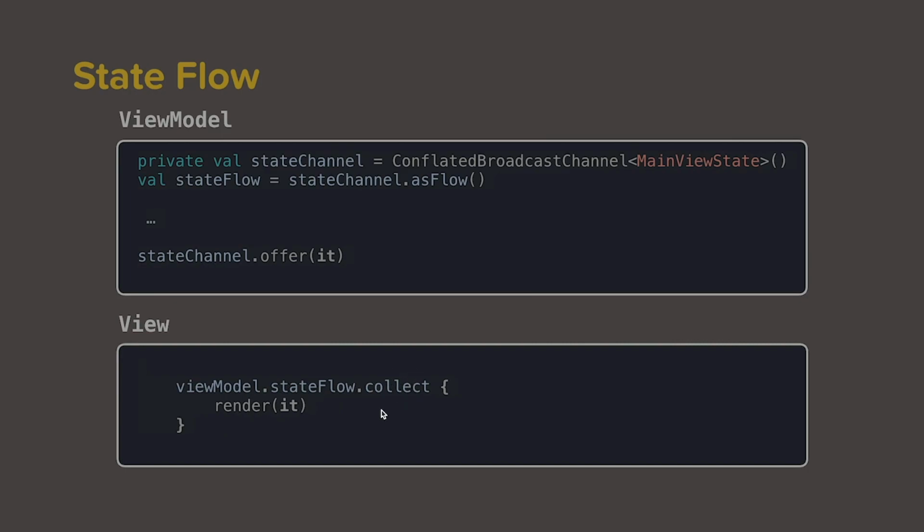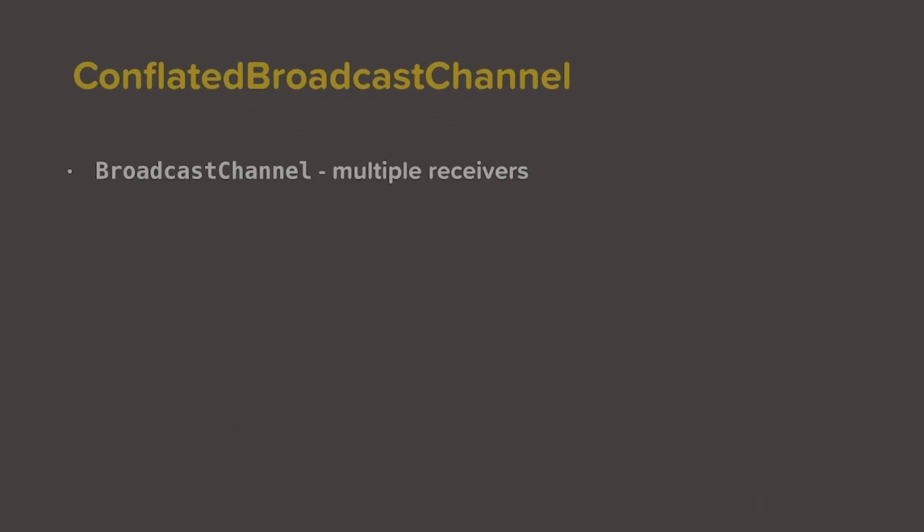But this collect can only be called from within a scope. So we have this lifecycle scope available from 2.2.0 alpha 2. So we can use this scope from within any kind of view, activity or fragment. We can use this scope and launch a coroutine which collects from this view model. So this is also an approach instead of LiveData. But let's talk about the conflated broadcast channel.